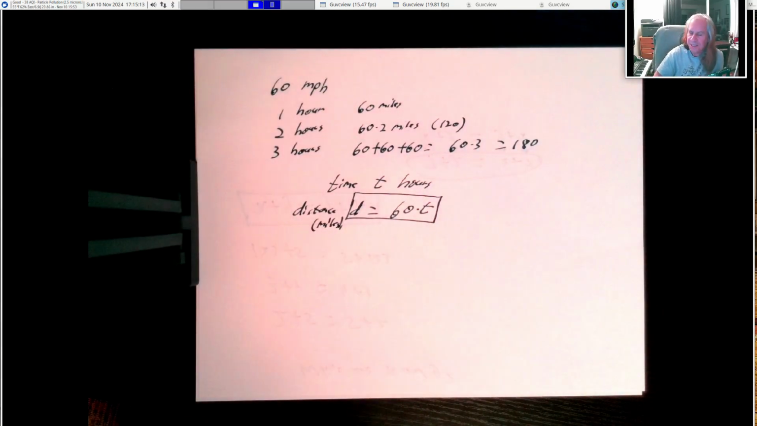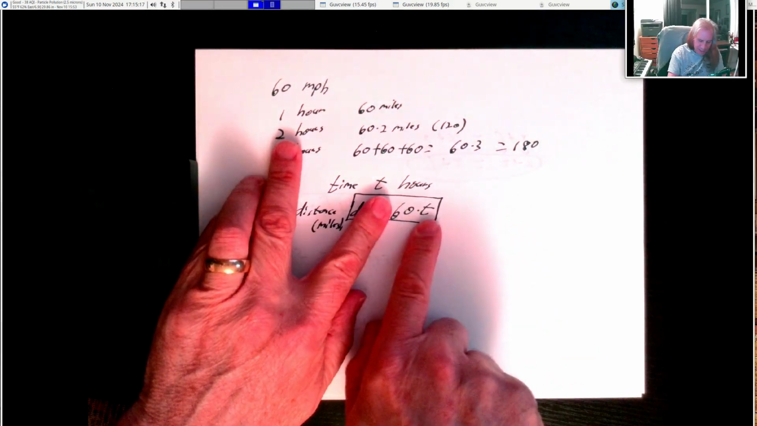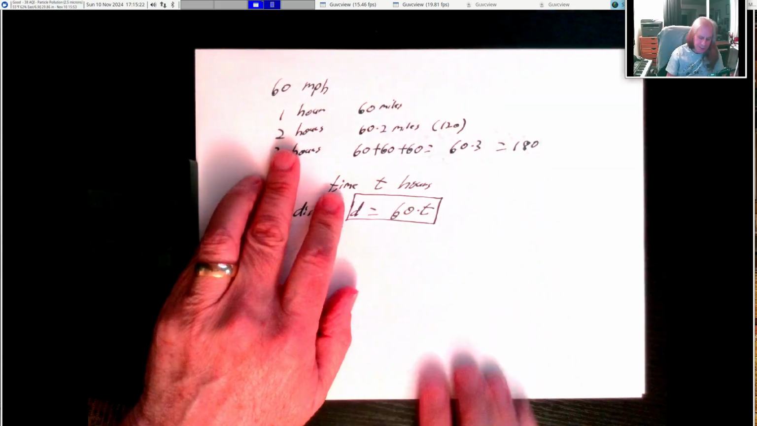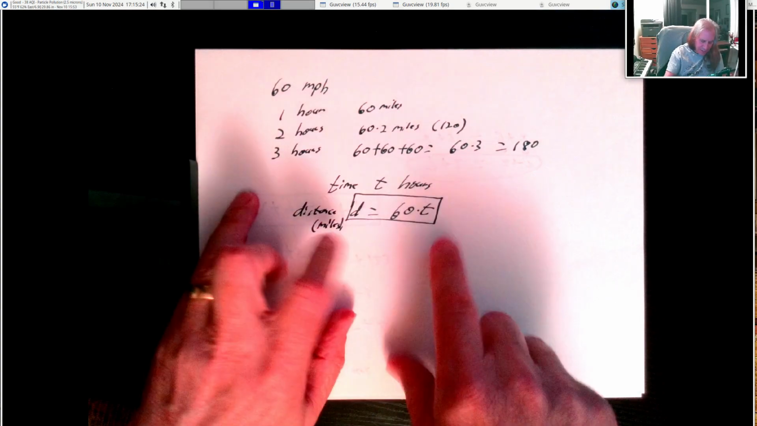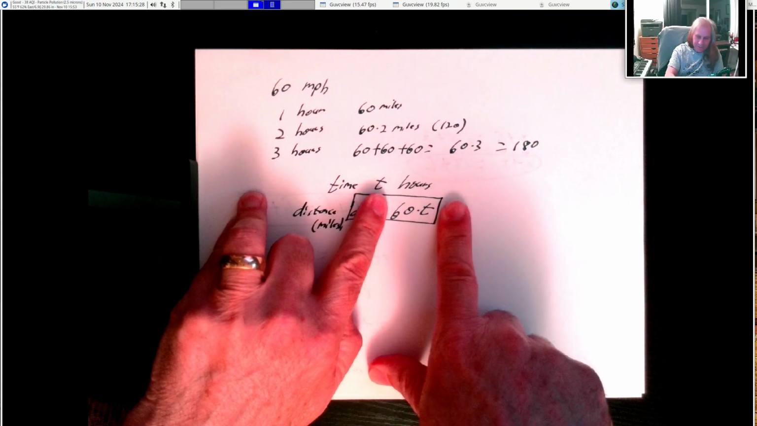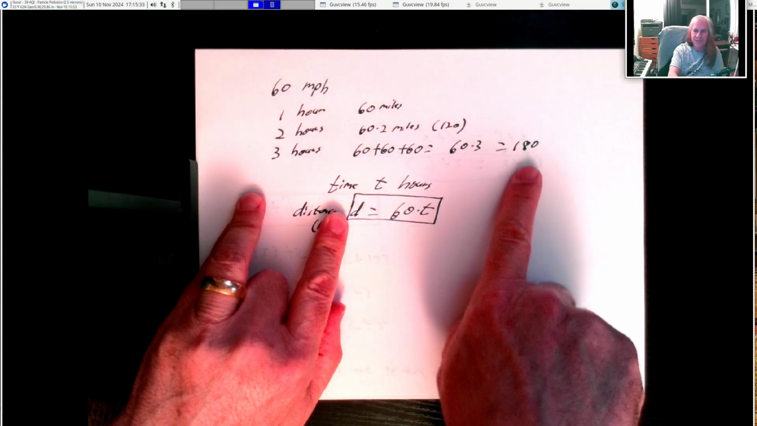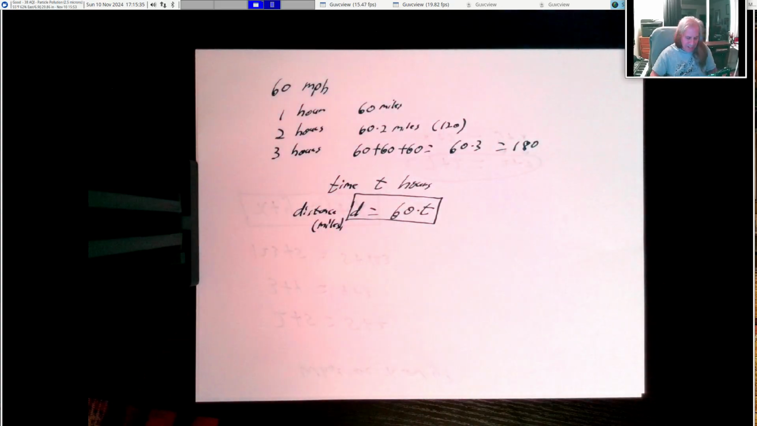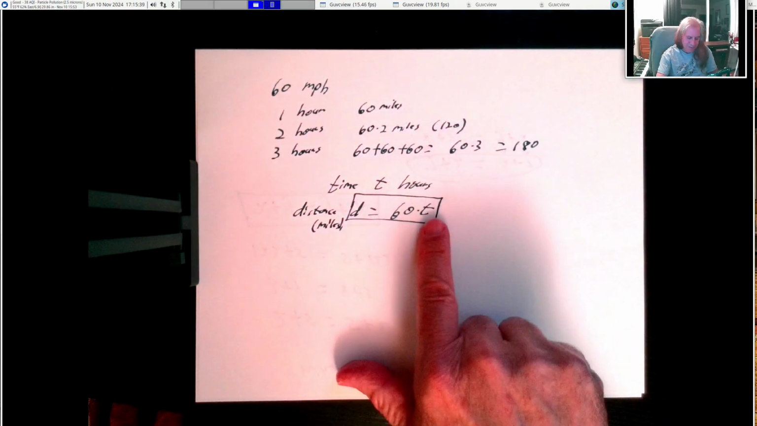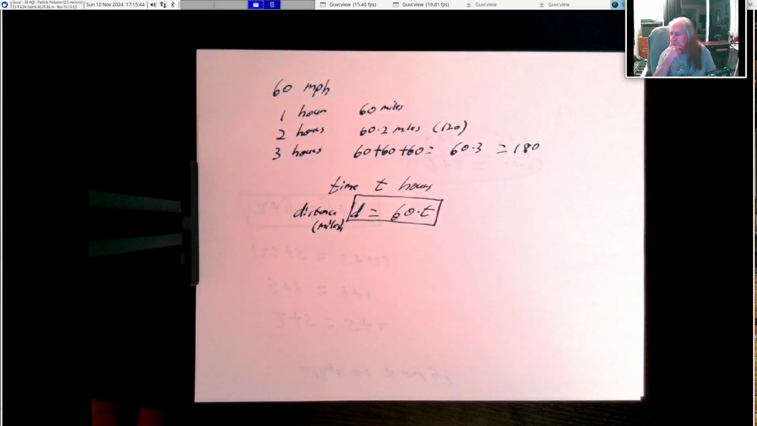And we can test that that works in a few cases. For example, if I travel 1 hour, t is 1, 60 times 1 is 60, I should travel 60 miles. Well, that's what I do. If I travel 3 hours, t is 3, 60 times 3 is 180. This formula says my distance should be 180 miles. Well, that's what we calculated it to be. So this is an algebraic equation which tells us if you travel for a time t, your total distance will be 60 times t.